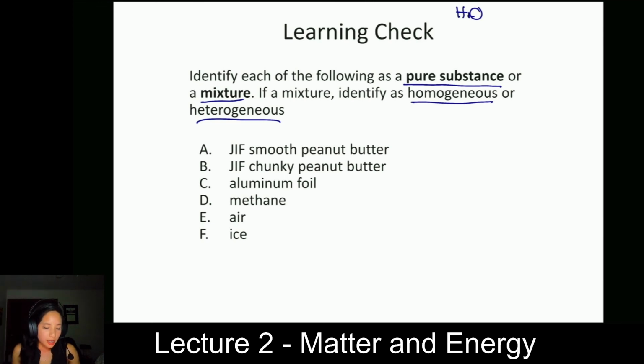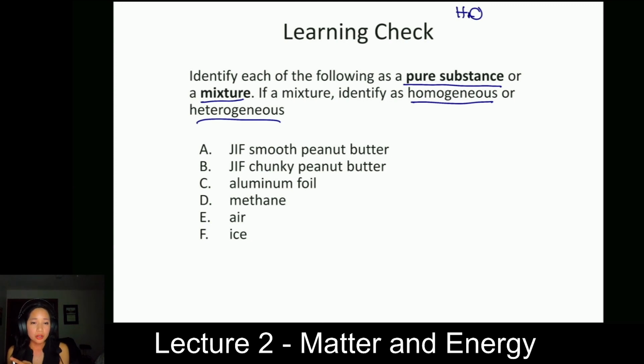So I'm going to say Jif smooth peanut butter. I have to say Jif because natural peanut butter that you get sometimes at the store separates, so then this question wouldn't make sense. With smooth peanut butter, I would say the first scoop is the same as the last scoop, so it is uniform throughout.